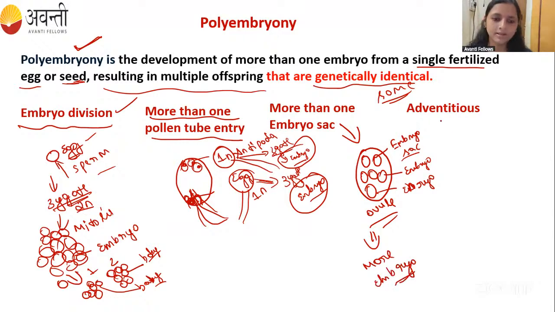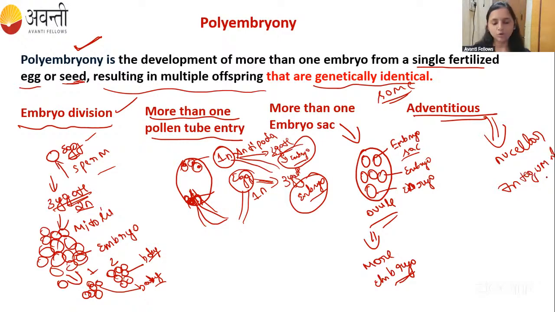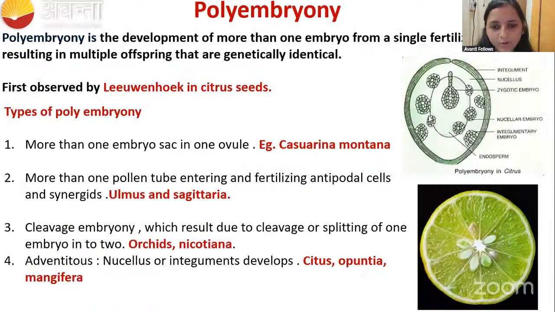Then coming to the adventitious type. Adventitious is nothing but the embryo being formed from the nucellus or from the integument. That is also called polyembryony. So here is the theory for you guys. You can make a note of this.